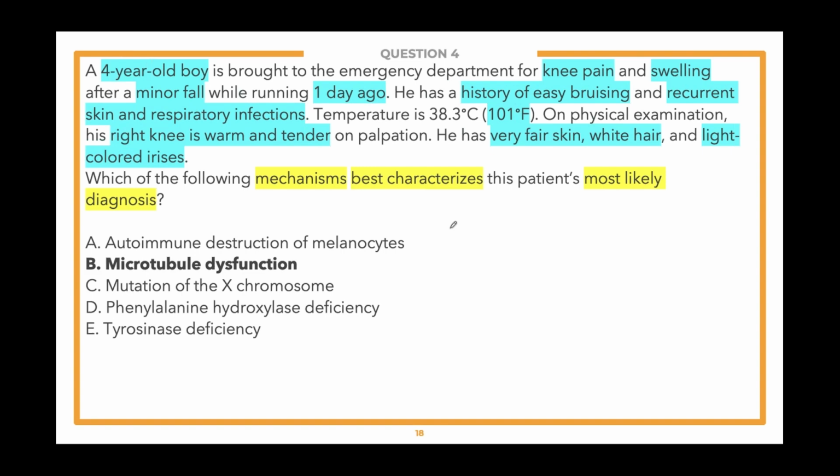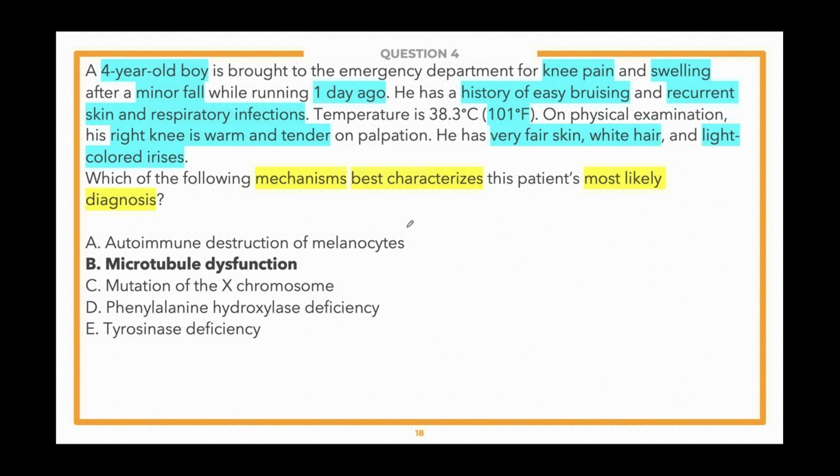These are definitely tough questions, especially when you have what we call pigmentary dilution type presentations. So patients who have pigment dilution in certain areas, what we call fair skin, white hair, light colored irises. But we also are being told that this patient has some issues with bruising and recurrent infections. So it's not just a pure skin issue here. So this patient likely has Chediak-Higashi syndrome.